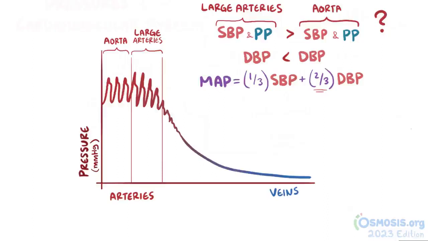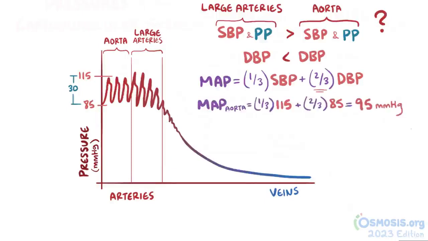As an example with some numbers, let's say that the aorta's systolic blood pressure is 115 and the diastolic blood pressure is 85, meaning pulse pressure is 30. That said, the mean arterial pressure ends up being 95 millimeters of mercury.